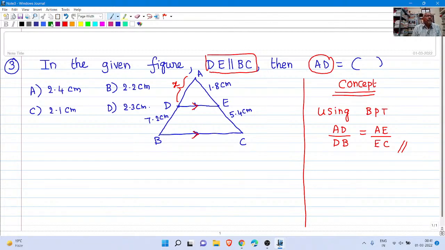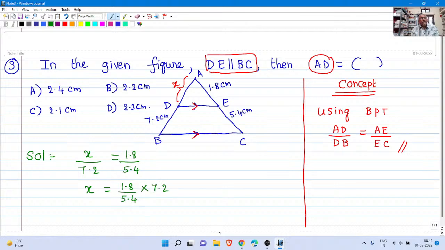So let us apply this one now. See the solution. So AD is equal to, say, x, you can write x upon 7.2 equals AE, which is 1.8 upon 5.4. So now x is equal to 1.8 upon 5.4 multiplied with 7.2. So the decimal points cancel. We have 18 upon 54 multiplied by 7.2.